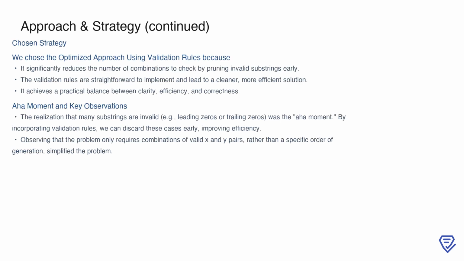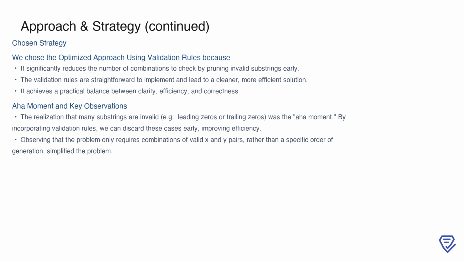We selected the optimized approach with validation rules as our strategy because of its clear advantages. It dramatically reduces the number of combinations to evaluate by discarding invalid substrings early in the process. This makes the solution not only more efficient but also easier to manage and debug. The validation rules are straightforward to implement, and they help maintain a balance between clarity and computational performance.